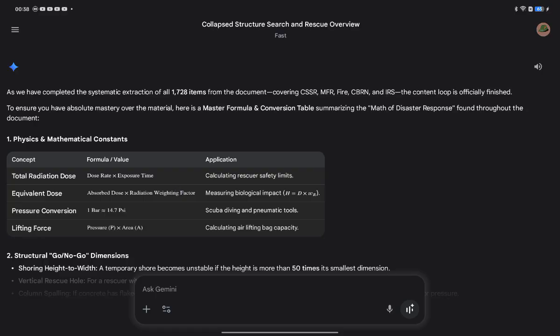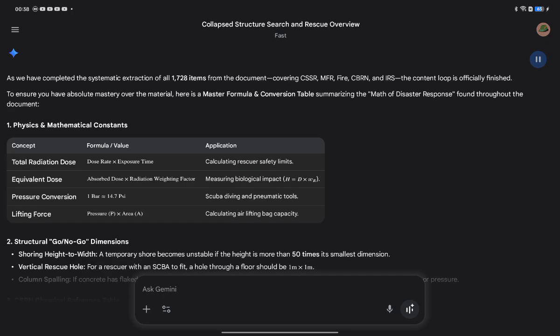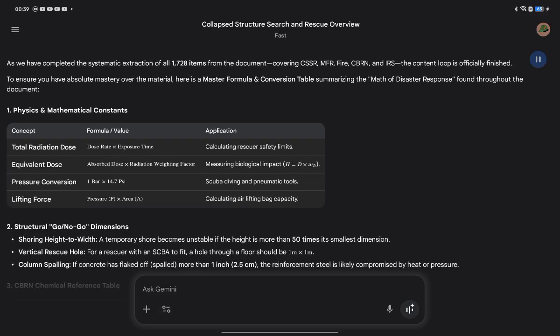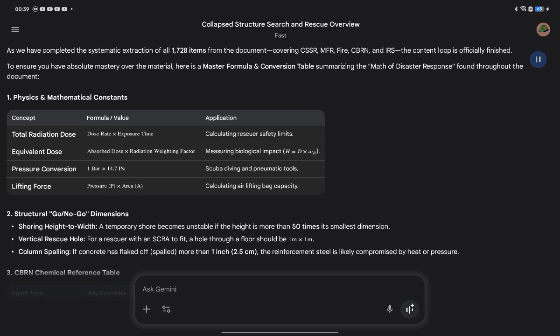Since we have finished the material, what would you like to do? As we have completed the systematic extraction of all 1,728 items from the document, covering CSSR, MFR, Fire, CBRN, and IRS, the content loop is officially finished. To ensure you have absolute mastery over the material, here is a master formula and conversion table summarizing the math of disaster response found throughout the document.